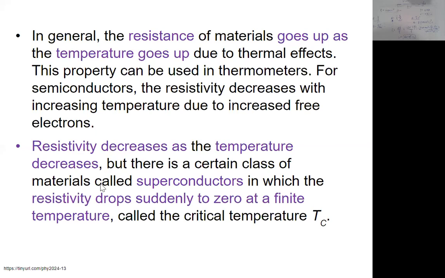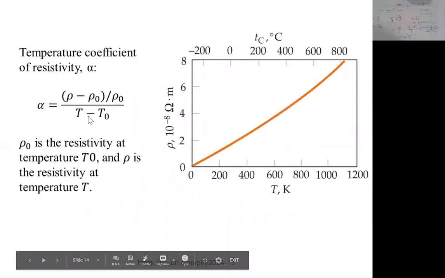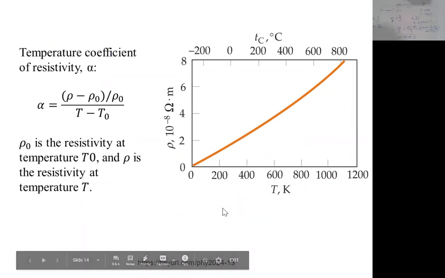There is another type of material called a superconductor. When the temperature drops to a certain threshold, suddenly the resistivity goes away. It drops to 0, and that temperature is called the critical temperature, TC. So this is how you can use the resistivity and its temperature dependence as a thermistor. As temperature goes up, the resistivity goes up, in general.